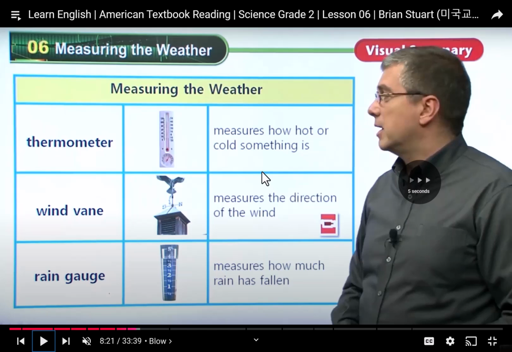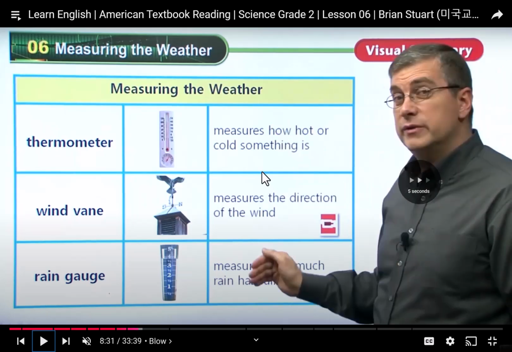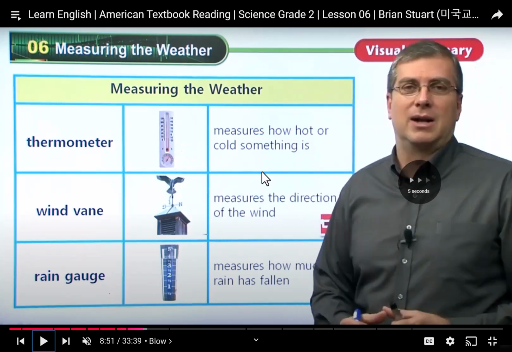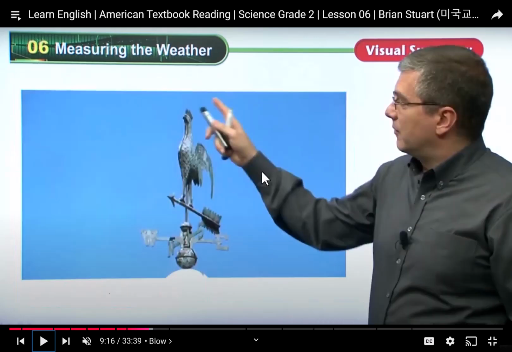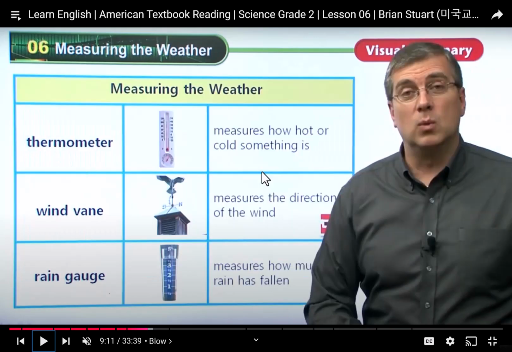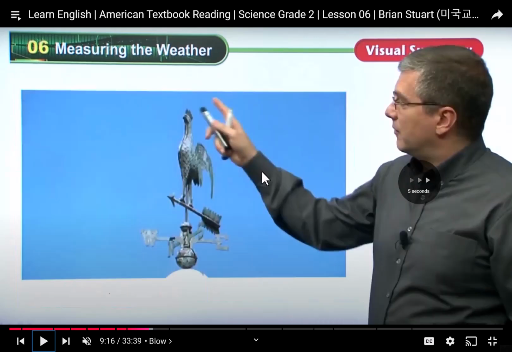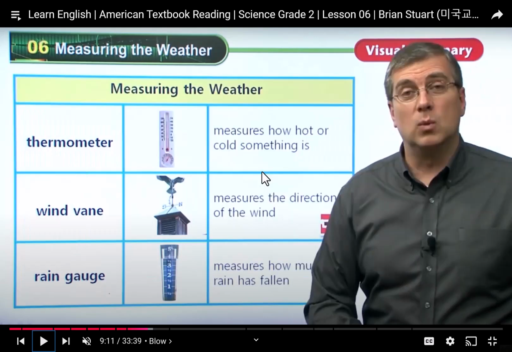Measuring the weather. Here we have three things to measure the weather: thermometer, wind vane, and rain gauge. A thermometer measures how hot or cold something is. A wind vane measures the direction of the wind. The rain gauge measures how much the rain has fallen.